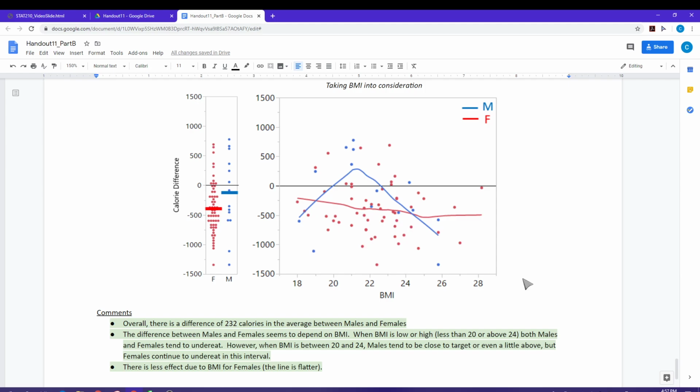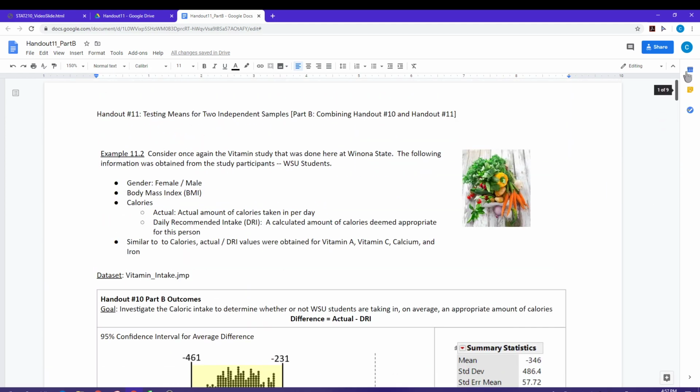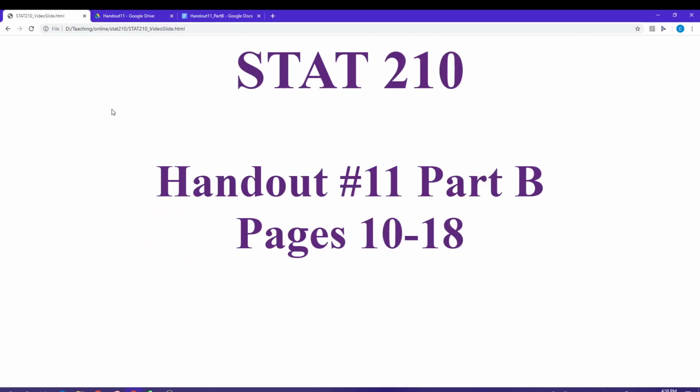Okay, that does it then for this handout, which is handout number 11 Part B, pages 10 through 18. Thank you.